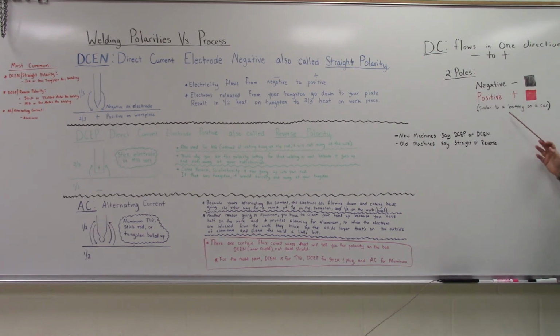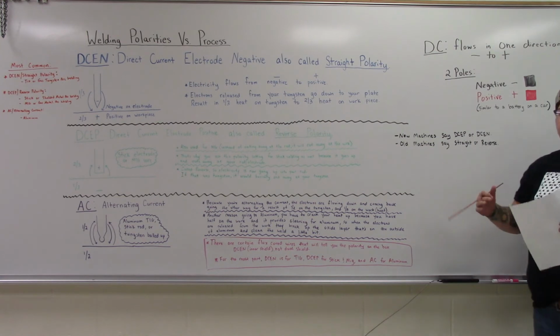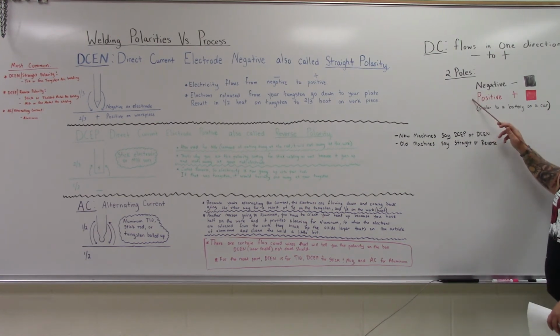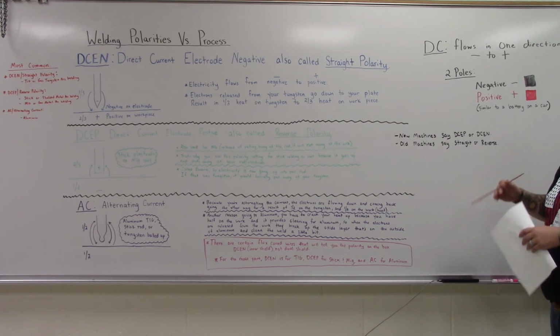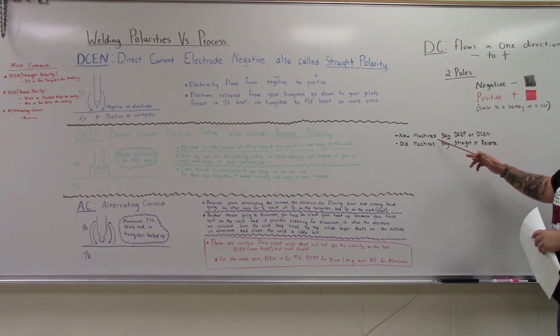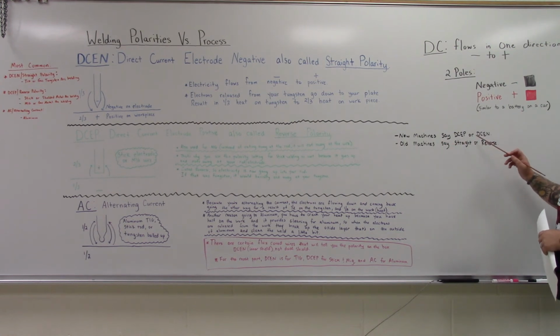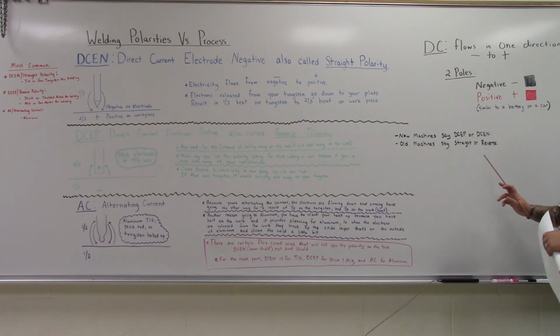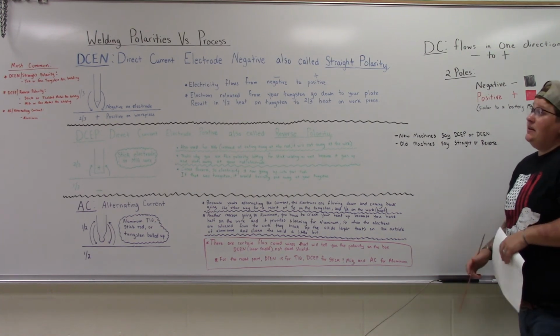This is similar to a battery on a car. But pay attention to how it's actually set up, because not all the time is negative going to be black and positive going to be red. So you always pay attention to how you hook it up. Another thing, new machines say DCEP or DCEN. Old machines say straight or reverse polarity on there. So pay attention to that.